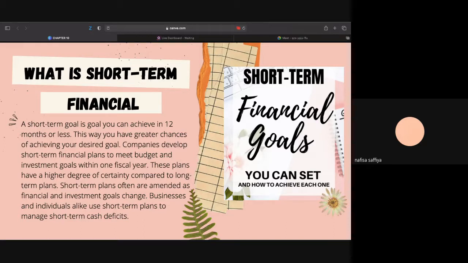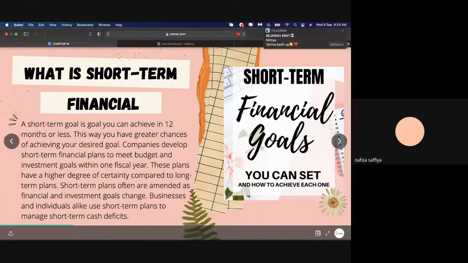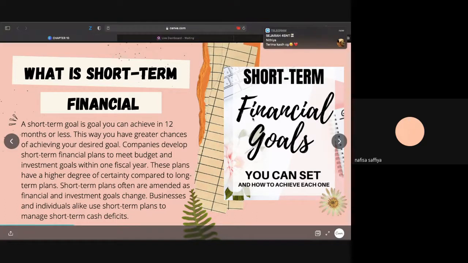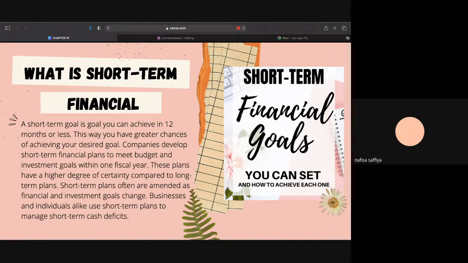Jadi maksudnya plan short-term ni dia ada higher certainty lah daripada long-term plans ni sebab dia senang nak achieve. So actually I forgot to mention that we will both be using Bahasa Melayu and Bahasa Inggeris to ensure that our classmates understand this topic today.